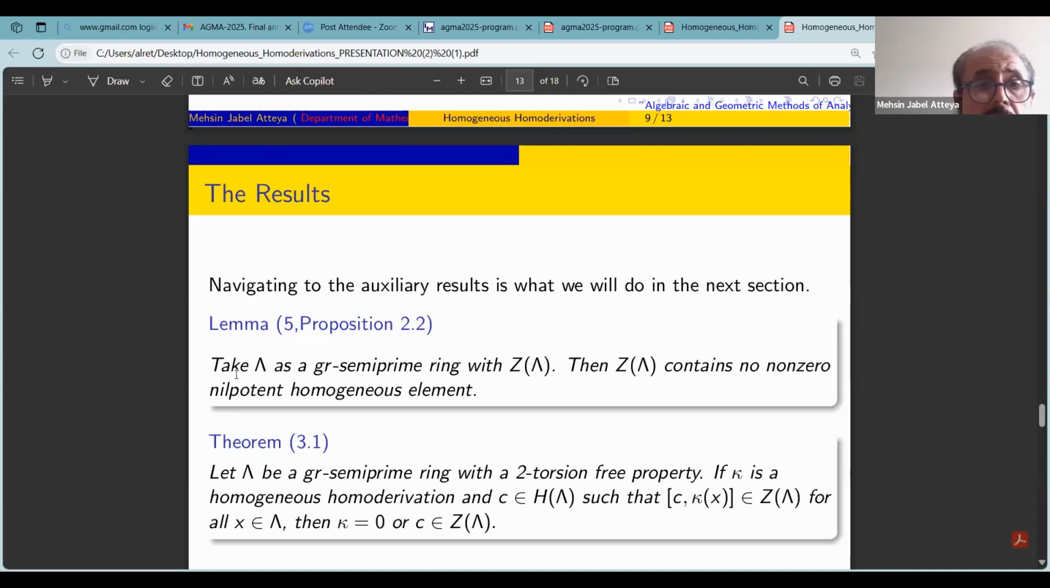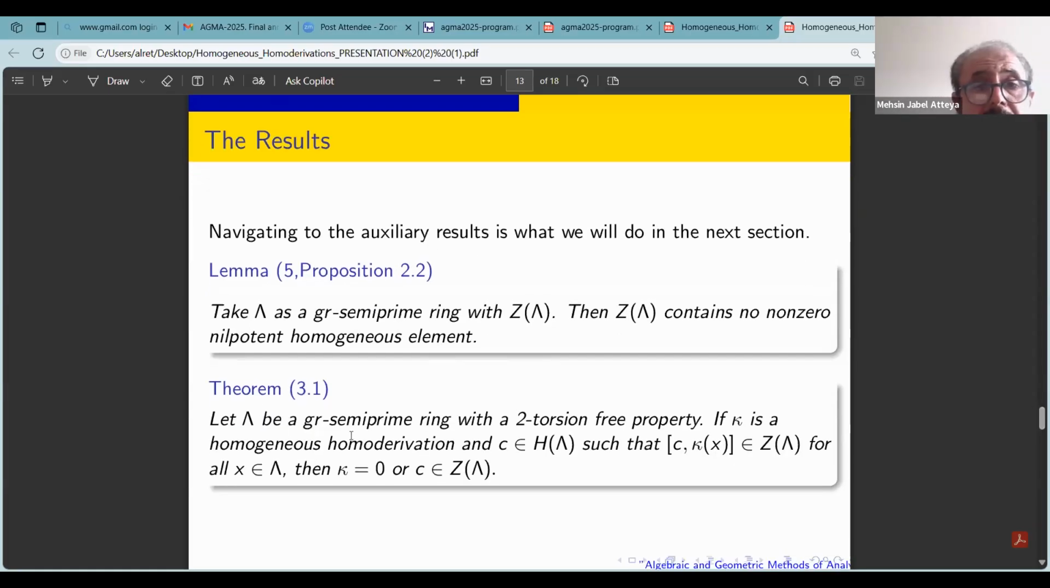Lemma 1. Take lambda as a GR semi-prime ring with Z of lambda; then Z of lambda contains a non-zero nilpotent homogeneous element. Theorem 1. Let lambda be a GR semi-prime ring with the 2-torsion-free property. If kappa is a homogeneous homoderivation and C belongs to H of lambda such that the bracket of C with kappa of x belongs to Z of lambda for all x in lambda, then either kappa equals 0, I mean the homogeneous homoderivation equals 0, or the element C belongs to Z of lambda.